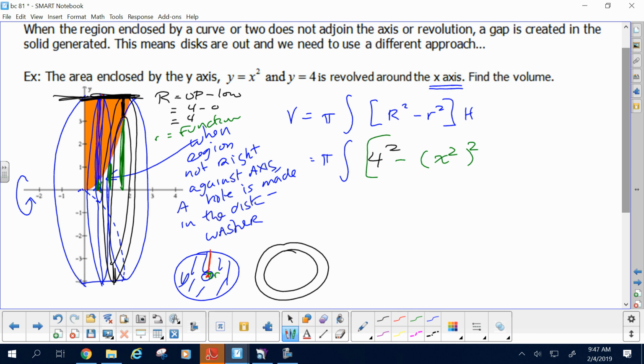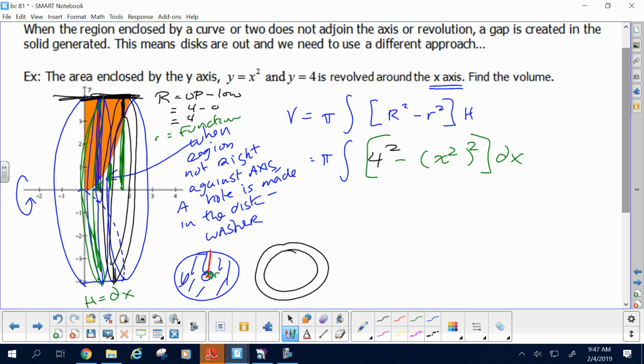What about the height? The height is how thick that disk is, and the thickness of the disk is not very thick at all. What is the height, dx or dy? It's dx, okay? It's a thickness this way. It's a small change. When I talk about the thickness or the height, it goes this way, so it's a small change horizontally, it's dx. What about the limits of integration? If it's x, then I need x limits of integration.